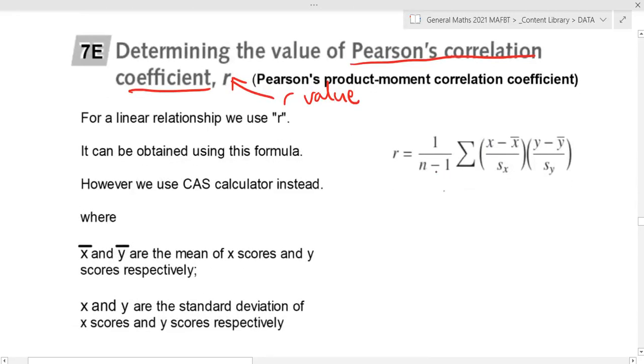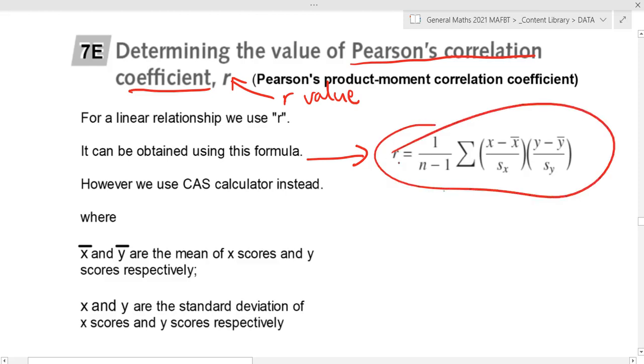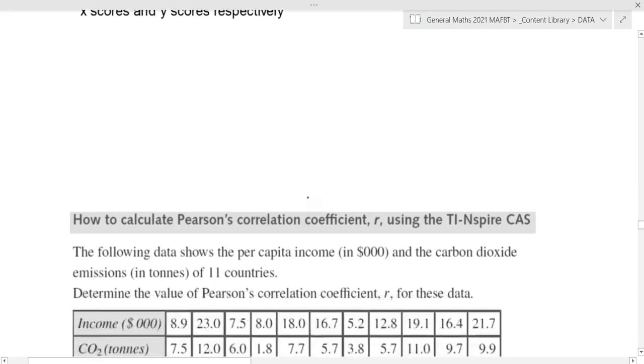So we're going to look into how we calculate the R value. Remember, the R value determines how well two variables have a correlation with each other, if they have one. So if a graph is linear, you should have an R value of some sort. It can be obtained using this formula here, but don't be scared because we're not going to use this. Instead, we're just going to use ArcCAS to do it. So don't be too scared of that. Let's get into it.